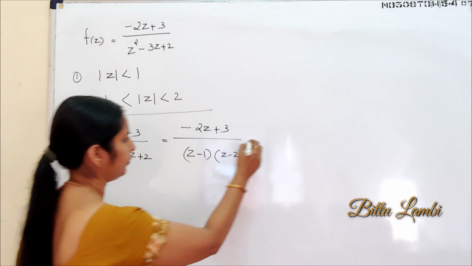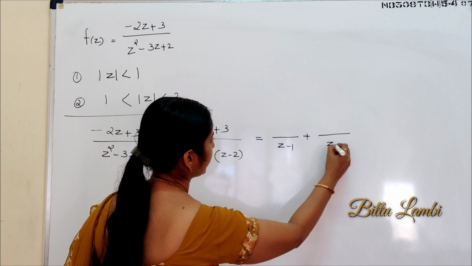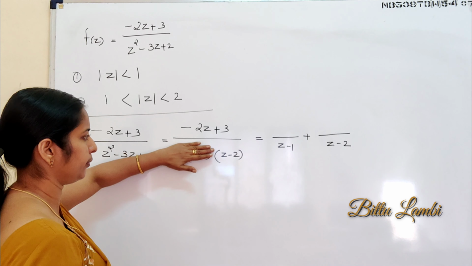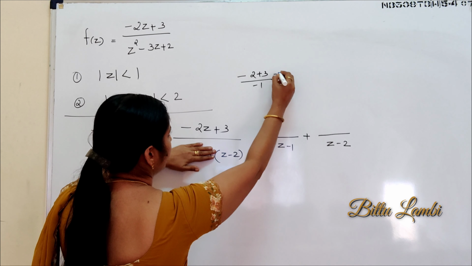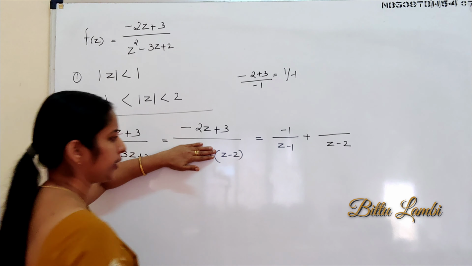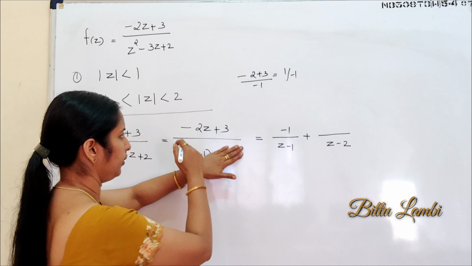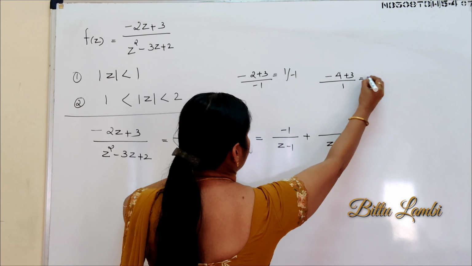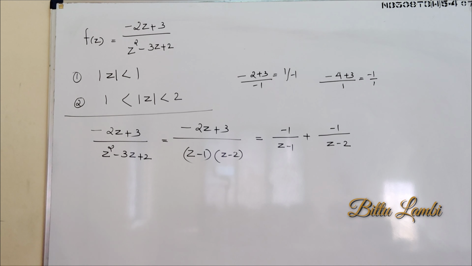Now the partial fraction of this function is a/(z - 1) + b/(z - 2). To get the numerator of z - 1, you put z equal to 1 here. Then you can see (-2 + 3)/(1 - 2), that is 1 by minus 1, it is minus 1. For the numerator of z - 2, you put z equal to 2 here, and it is (-4 + 3)/1, that is minus 1. Which is the partial fraction of the given function.